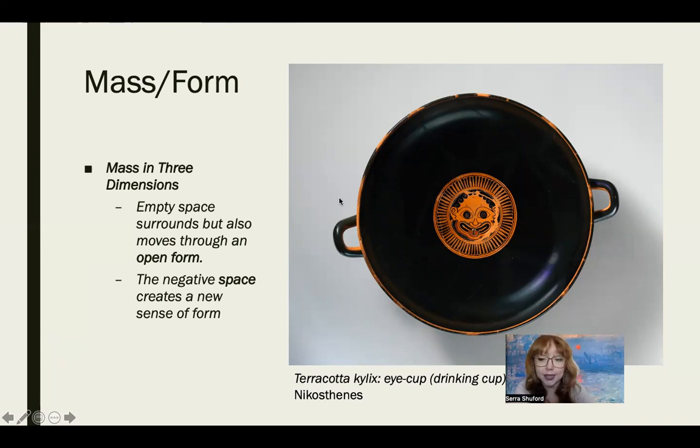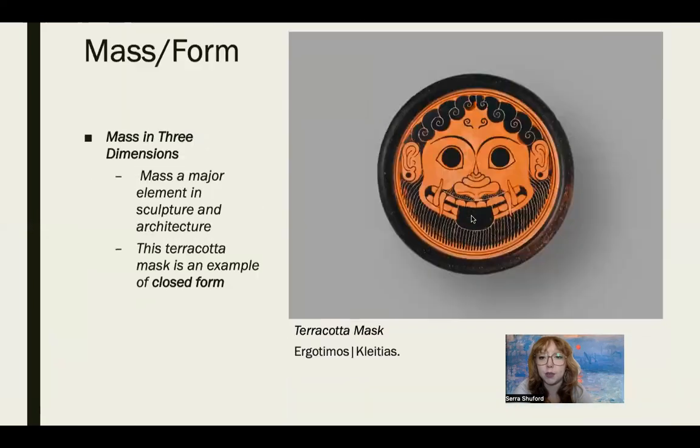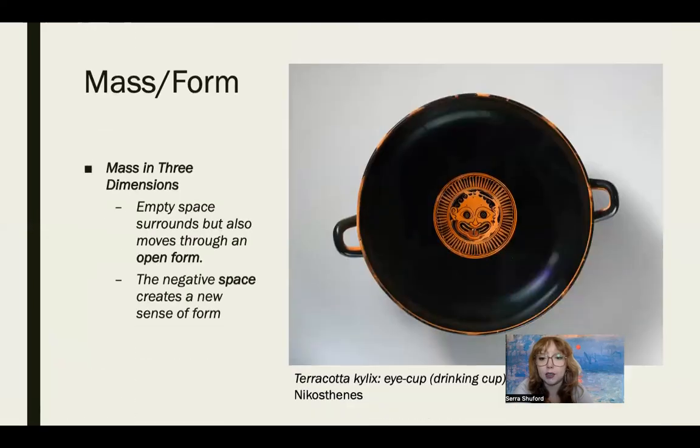You'll see this in other examples as well, but this is a good example where there's two very similar objects, but one is open form and one is closed form. Essentially, it's when negative space exists and creates a new sense of form. But it's not just referring to the space that is simply around a sculptural piece. It has to go through the piece itself, like in this example.